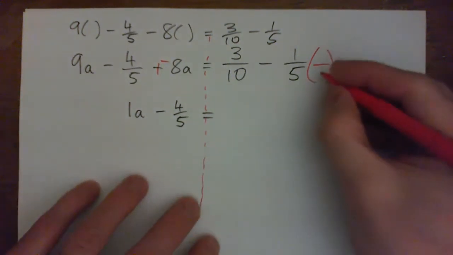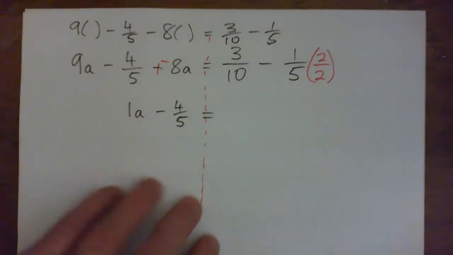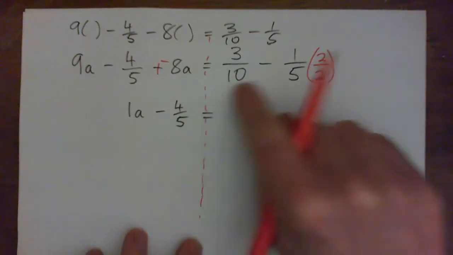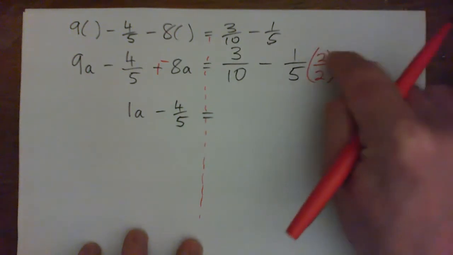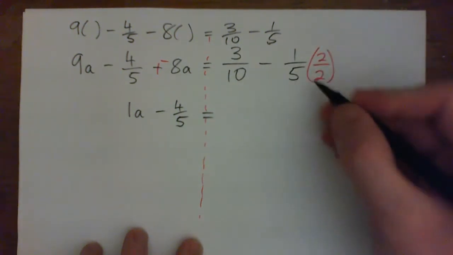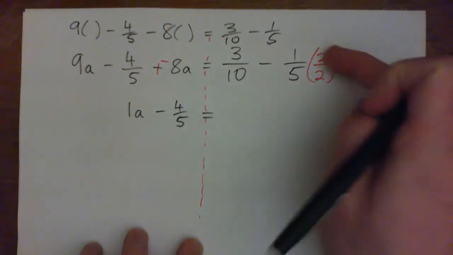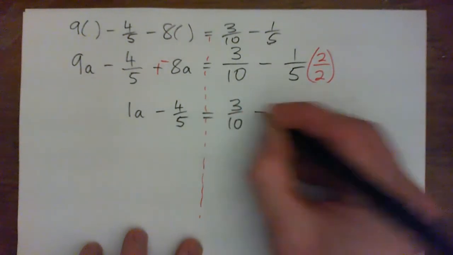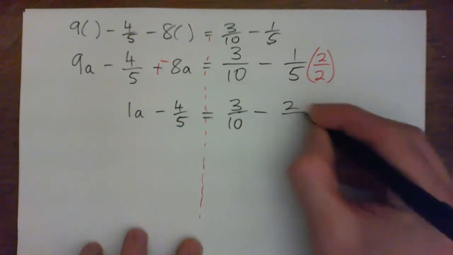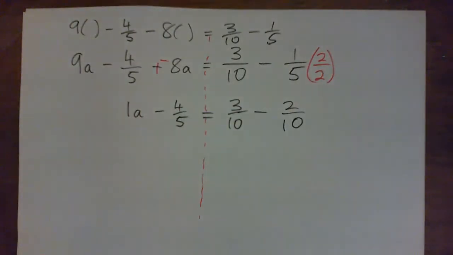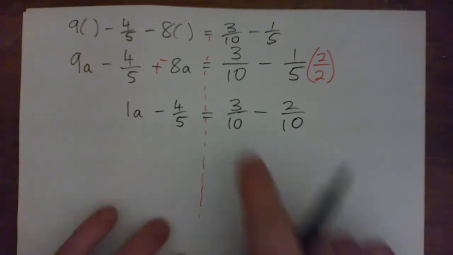5 times 2, right? If I multiply 5 by 2, I'll get 10, and that's great because now I'll have tenths. But I must multiply the top of the fraction by 2 also so that we have an equivalent fraction, which is going to be 2/10. So over here we're going to have 3/10 minus 2/10. The fifth has turned into 2/10. It's still the same quantity, but it looks different, and now we can subtract the fractions.